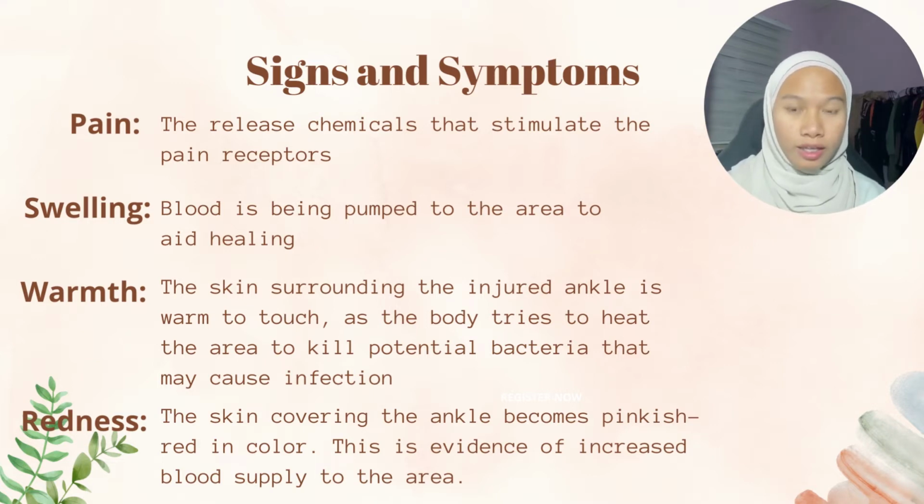Second, swelling. It occurs at the site of the injury due to internal bleeding. It occurs because more blood is being pumped to the area to aid healing. Third, warmth. The skin around the injured ankle is warm to touch as the body tries to heat the area to kill potential bacteria that may cause infection. Fourth, redness. The skin covering the ankle becomes pinkish red in color. This is evidence of increased blood supply to the area.